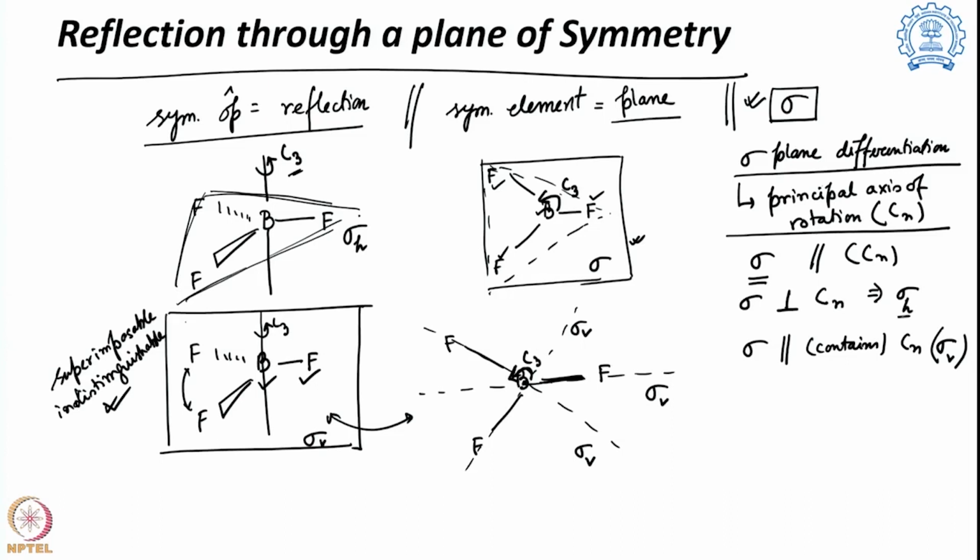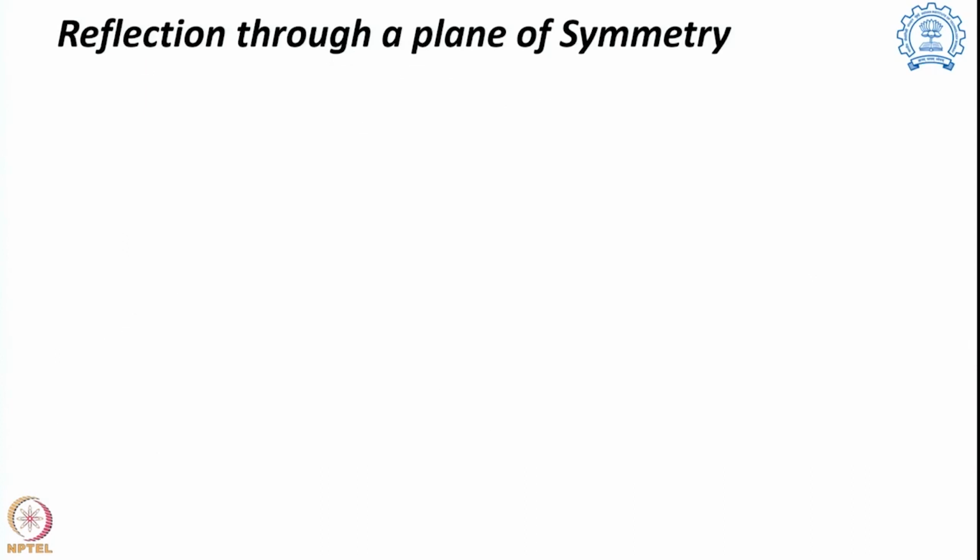So, this H defines horizontal and this V defines vertical. So, these are the different sigma planes I can actually have. Now, let us take a look into some other molecule.